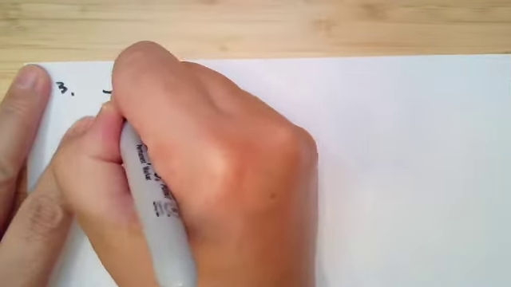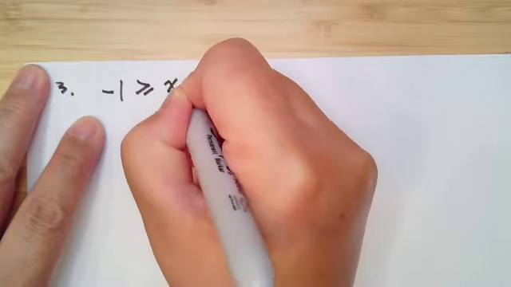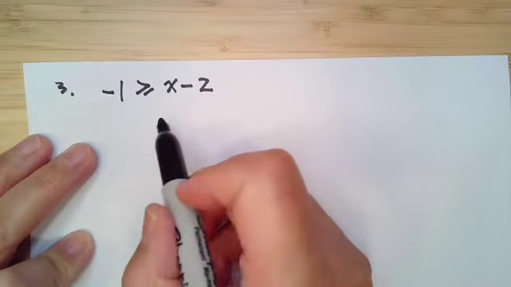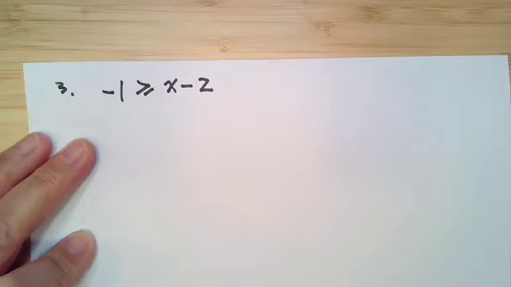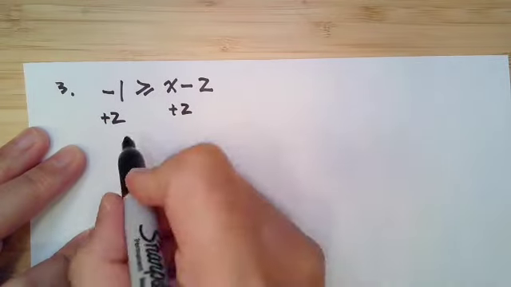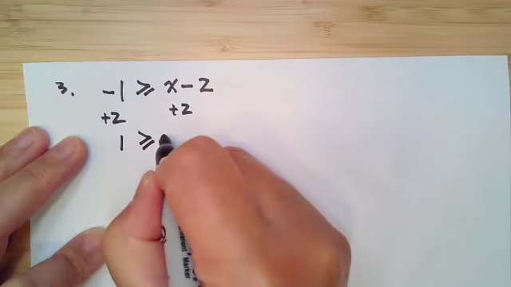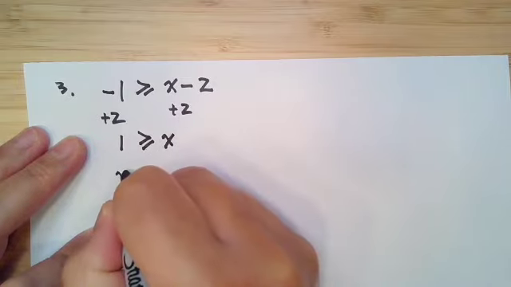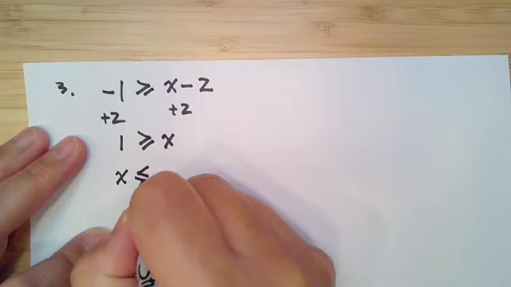That's the second example. And then let's work on example number 3. What about this one? -1 greater than or equal to x minus 2. Well, this one is a little different than the previous two because I have an x on the right side. It doesn't matter. Let's get rid of this -2 first by adding 2 on both sides. So I have 1 greater than or equal to x. 1 greater than or equal to x is equivalent to x is less than or equal to 1.